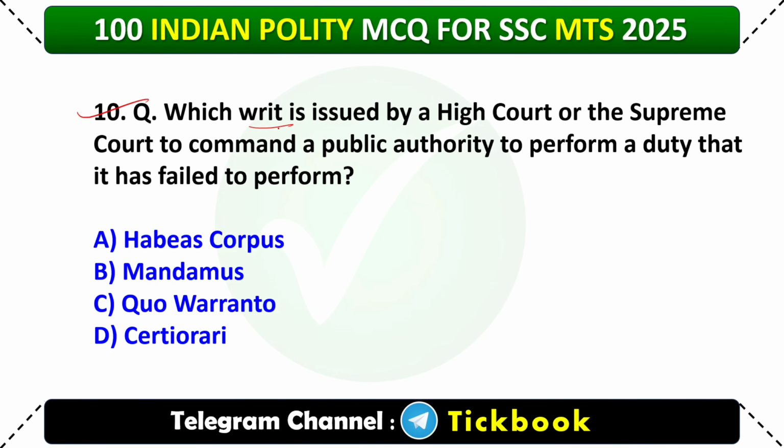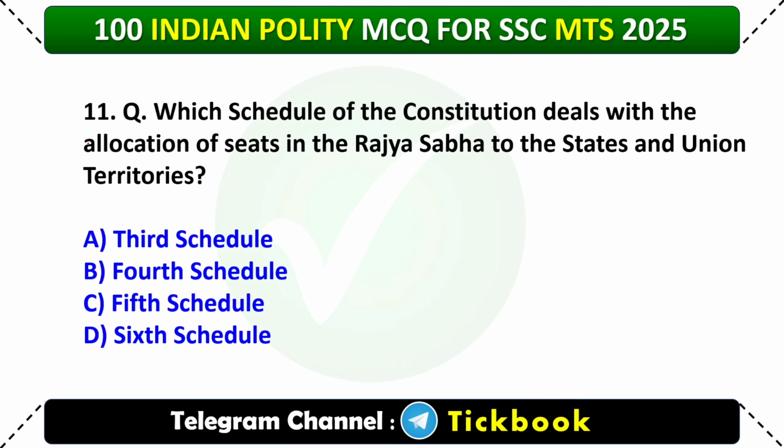10. Which writ is issued by a High Court or the Supreme Court to command a public authority to perform a duty that it has failed to perform? Option number B, mandamus.